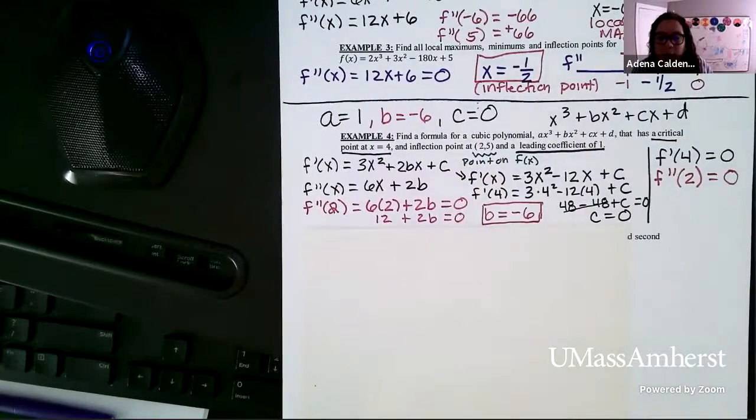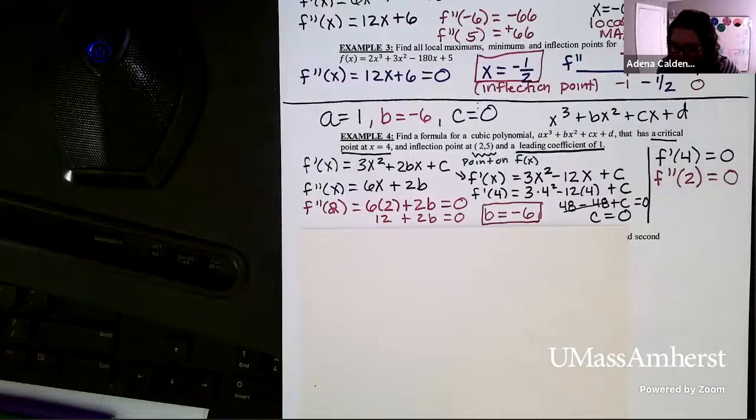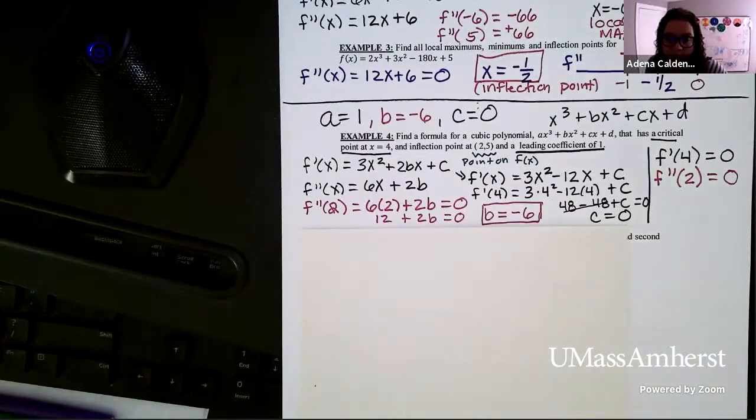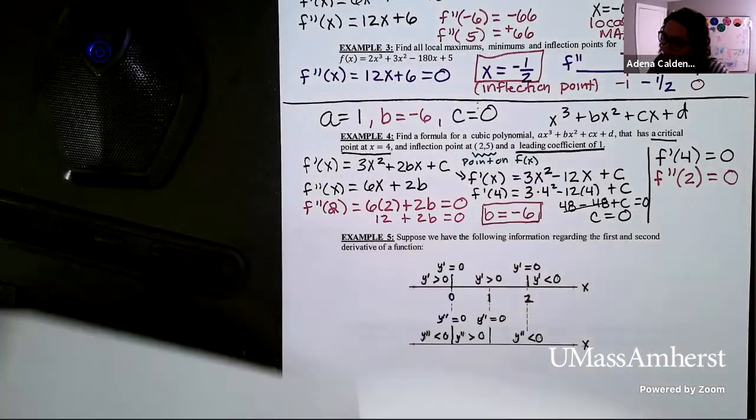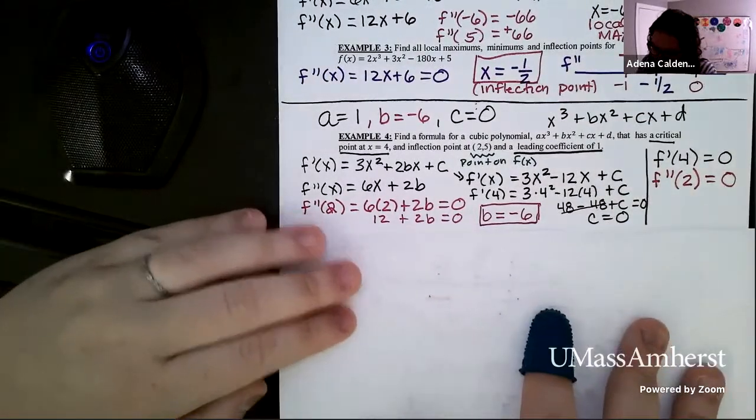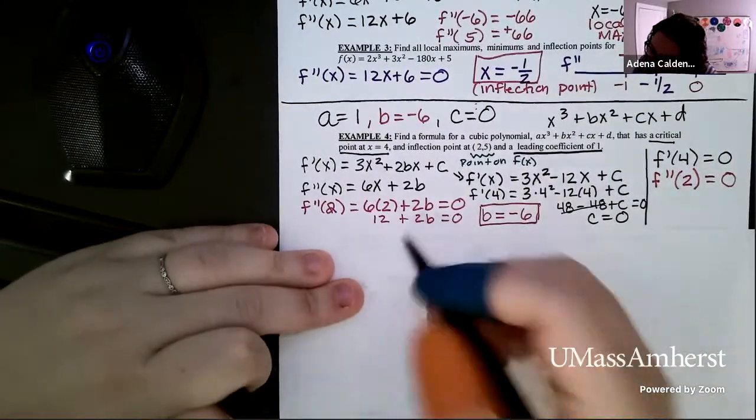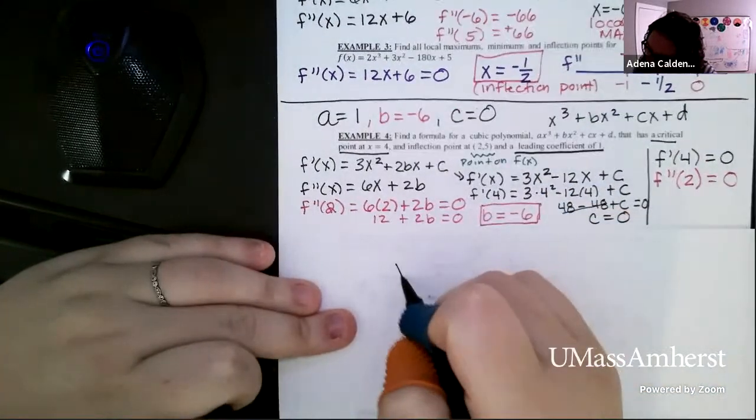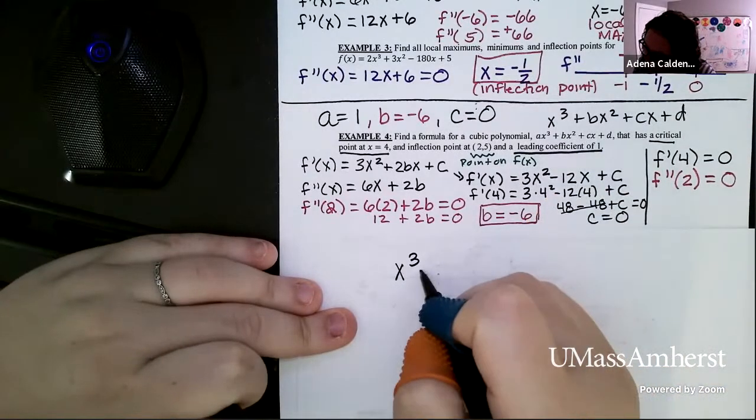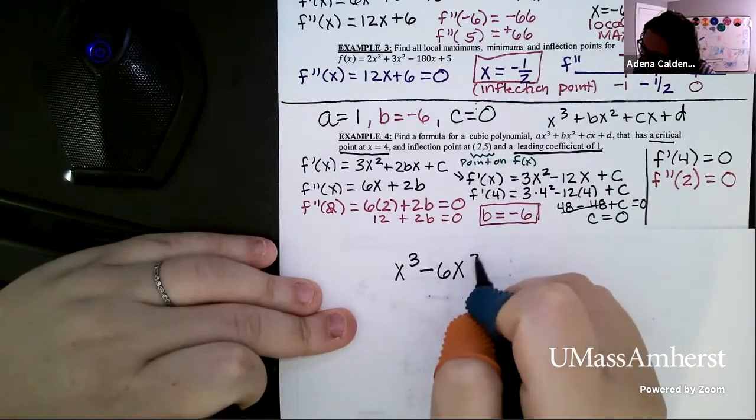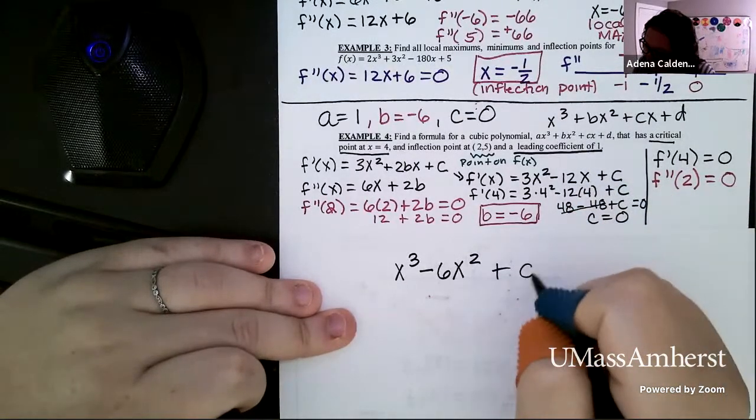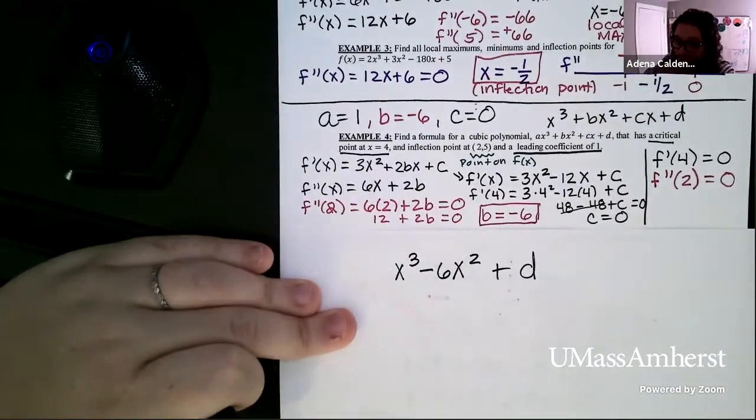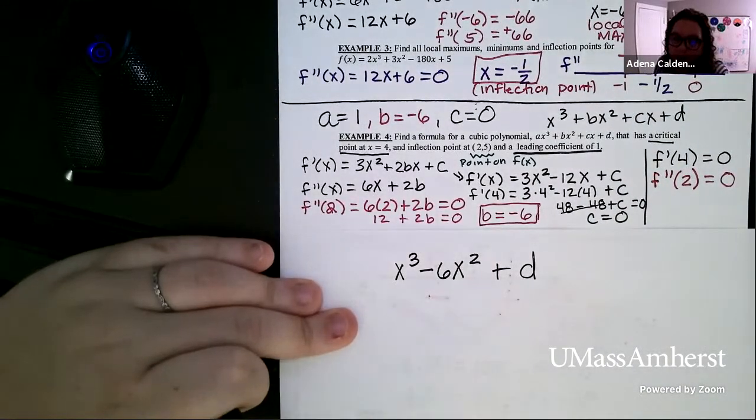Okay, so now I have a value for a, I have a value for b, and I have a value for c. So the last piece I need is some sort of value for d, right? So let's put together what we have so far into our equation. I think that'll be helpful. So if a is 1, I have x cubed. Now b, we have -6x squared. C is 0, so that whole term goes away, plus d. So this is what I know so far. And now I need to solve for d.